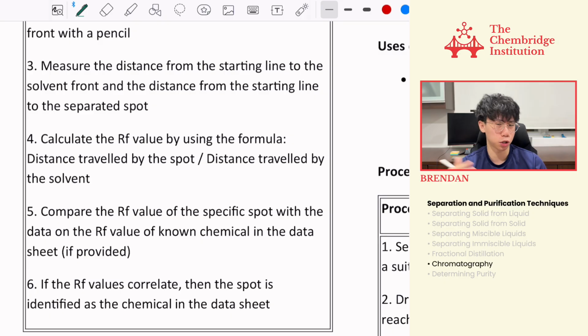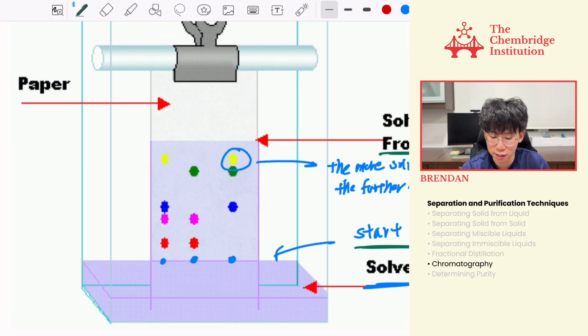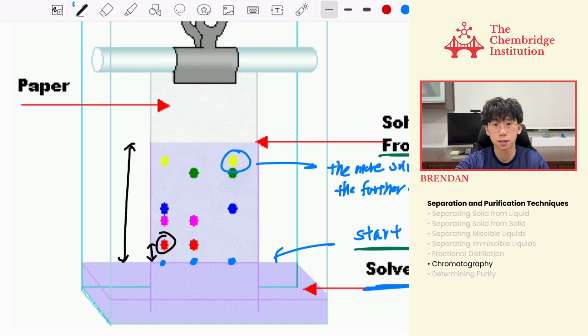Another important thing in chromatography is the RF value as well. So usually questions will ask you to calculate the RF value. The formula is very simple. It's just the distance traveled by the spot divided by the distance traveled by the solvent. So if you were to look at this example over here, the distance traveled by, let's say, this red spot over here, would be the distance traveled from the start line to where the red spot is. Sometimes you use a ruler to measure it, and then you will divide this by the distance traveled by the solvent. Again, it must start from the start line all the way to the solvent front, and that is how you calculate your RF value.